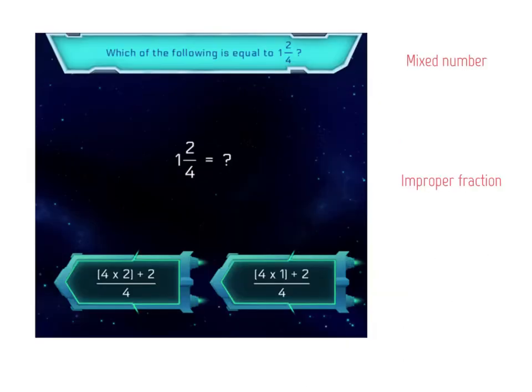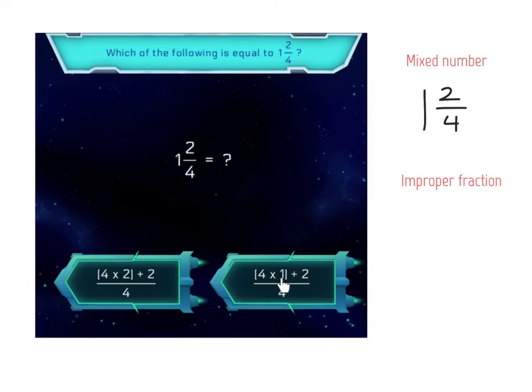And then you'll see examples like this. Which of the following is equal to 1 2/4? Well, 1 2/4 is our mixed number. And they're trying to decide which one of these two down here below shows the improper fraction. So you just got to work through. 4 times 2 is 8, plus 2 is 10. Does this equal 10/4? Now, if you're following that strategy, 4 times 1, that's 4.